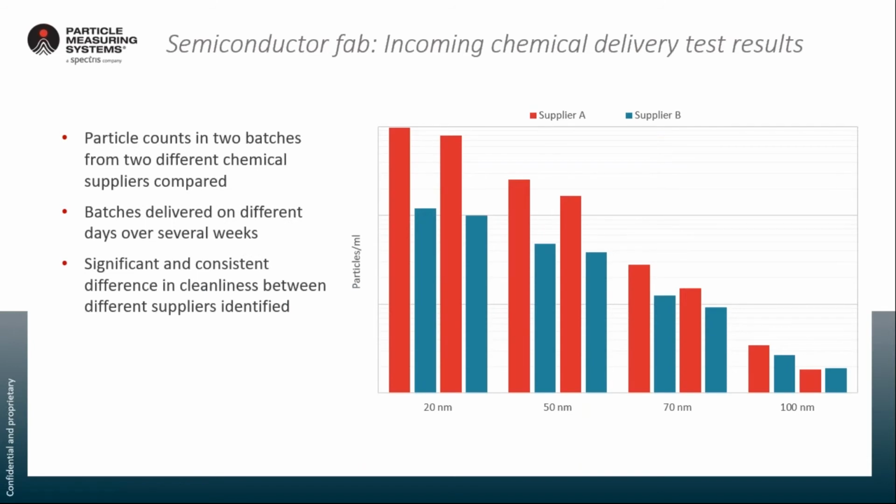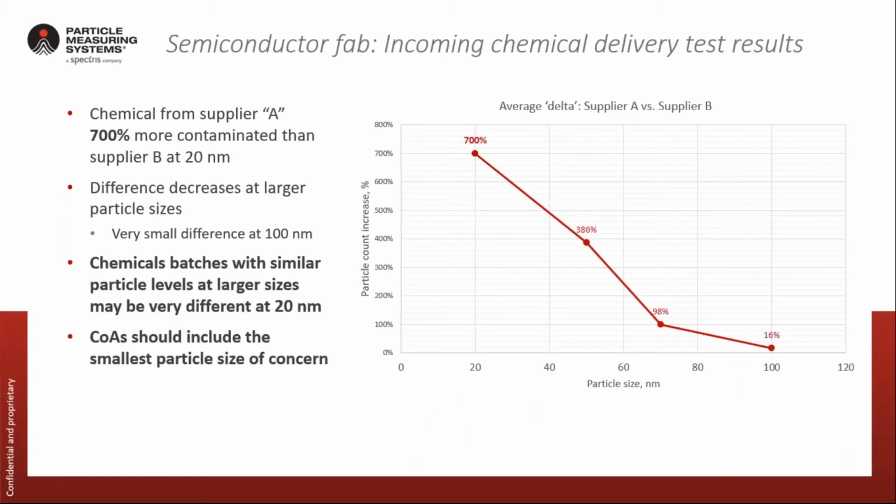And the results are shown here for two chemical batches arriving from two different chemical suppliers over a period of several weeks. And the red bars show the average particle counts in two batches delivered from supplier A. The blue bars show the average particle counts in two batches delivered from supplier B. And we can see straight away there is a clear and significant difference in the cleanliness of the chemicals from these two suppliers. On this slide, I have plotted the average delta. So this is the average increase in the particle counts in the chemical delivered from supplier A compared to supplier B for different particle sizes.